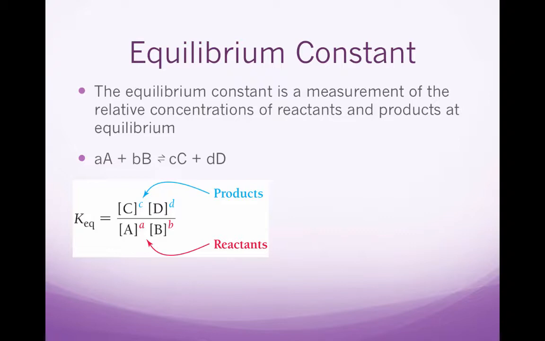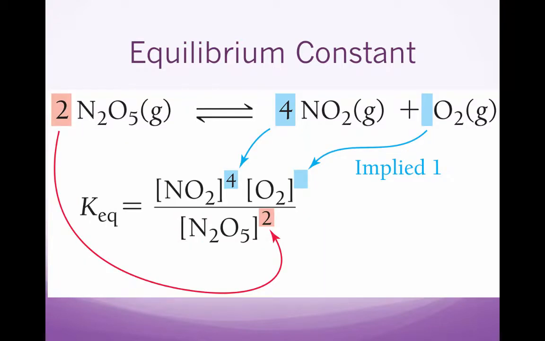So for example, if we have this reaction, 2N2O5 reacts to yield 4NO2 gas plus O2 gas. Our Keq is the concentration of NO2 raised to the fourth power, times the concentration of O2, divided by the concentration of N2O5 raised to the second power.